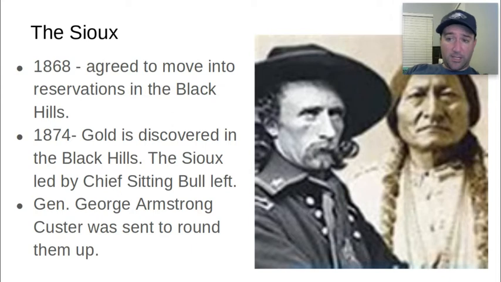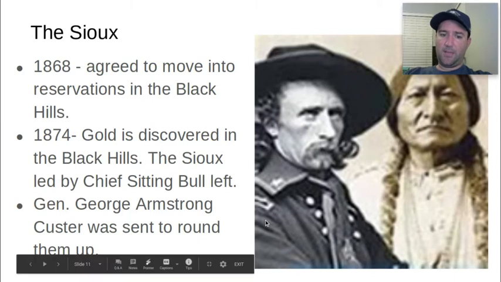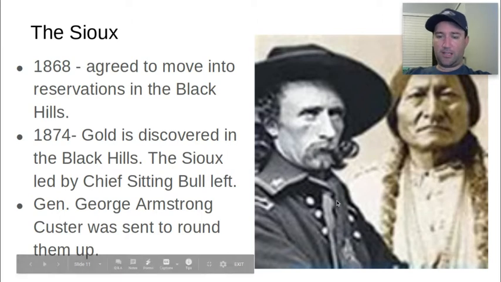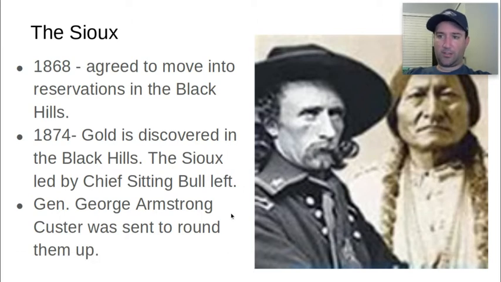However, the United States government didn't like this, and they sent in the United States Cavalry, led by General George Armstrong Custer, who is the gentleman here on the left. This is Sitting Bull, and this is General Custer. And his job was to round them up and put them back into the reservations, so that white settlers could settle the West without feeling threatened by Native Americans themselves.